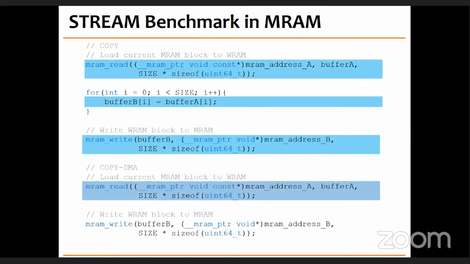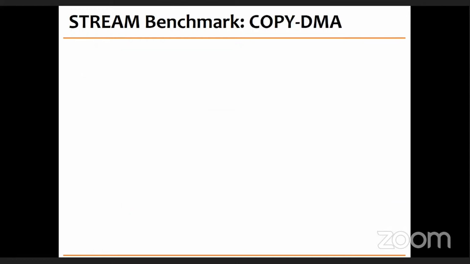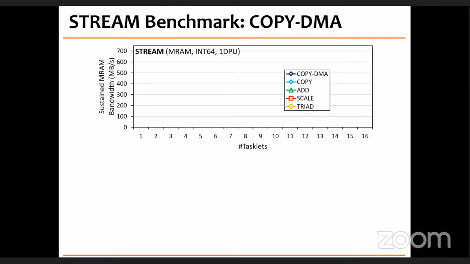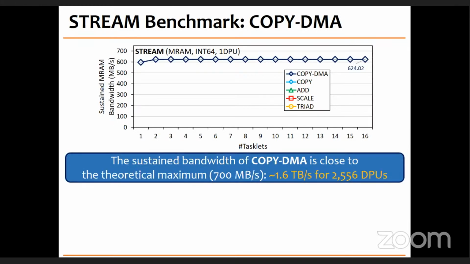And we actually have two different versions of copy. The first version streams through the array in WRAM, as you can see here. In the second one, it only uses the MRAM read and MRAM write APIs. So here you can see the sustained bandwidth for different number of tasklets from 1 to 16.